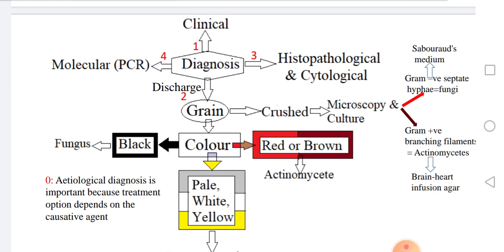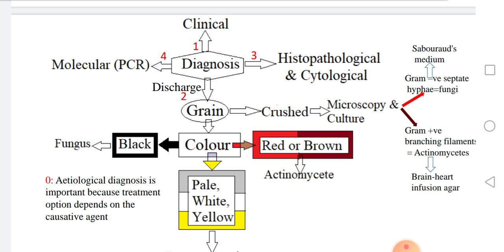Diagnosis. Clinically, mycetoma is obvious. But the most important after the clinical diagnosis is the etiological diagnosis, to know the causative agent. Because, as you see here, etiological diagnosis is important because treatment option depends on the causative agents. So if you know the causative agent, you can choose the right treatment.